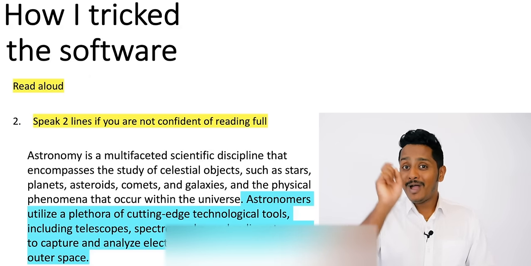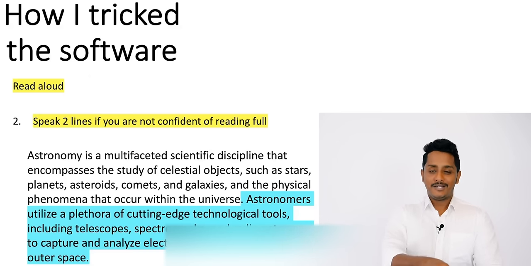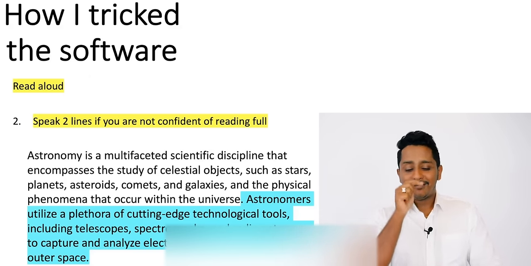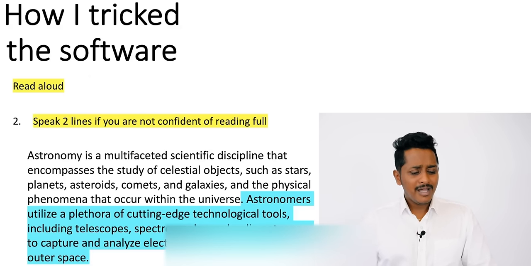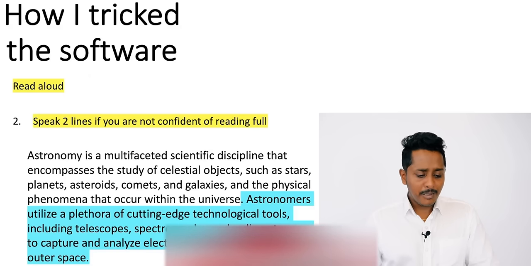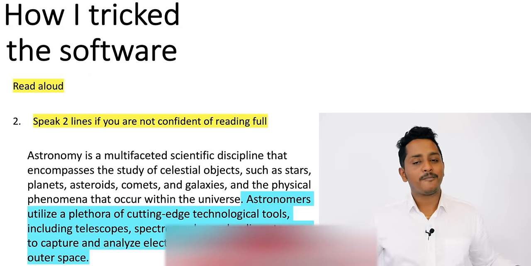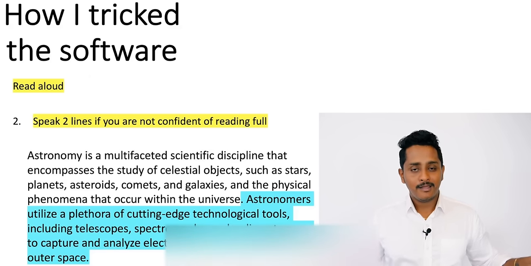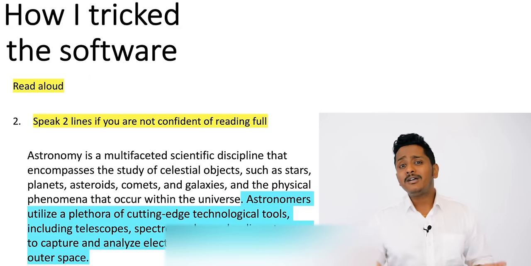But if you have a problem, then only you decide to do that one line. That means even in one line you will have a problem. Astronomy is a multifaceted scientific discipline that encompasses the study of celestial objects. If you write one line, fluency completely gone, pronunciation, every word clarity wrong, every word hesitation. So one line may not work.